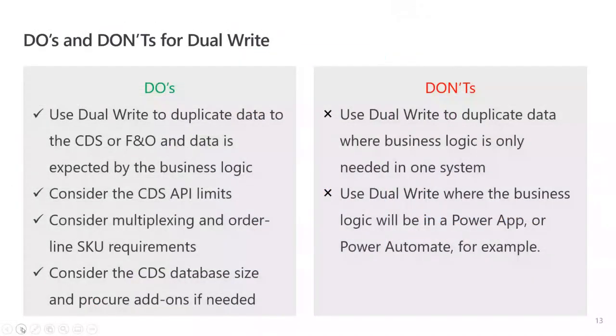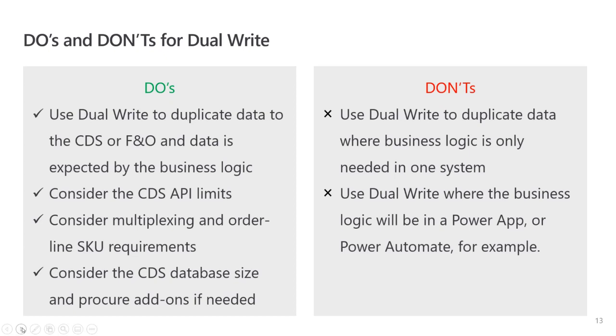A couple of things to note about dual-write from a do's and don'ts perspective. We want to use dual-write to duplicate data to the Common Data Service or finance and operations when the data is expected by the business logic. If the business logic is not needed in two systems, or is not dependent on the data existing where the business logic lives, you don't need to use dual-write. You're just going to be duplicating data and increasing capacity and your costs when that data isn't required.